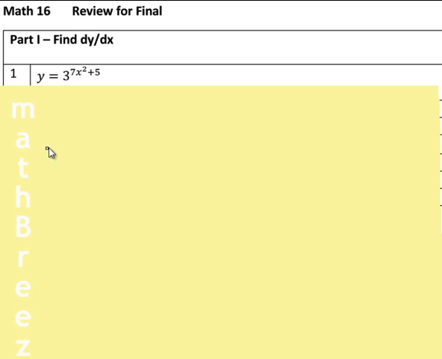In part 1, we're finding derivatives. So here we have an exponential base 3. So the derivative is equal to, let's bring down a ln 3 pops out. 3 to the 7x squared plus 5 times the derivative of 7x squared plus 5, that is 14x.